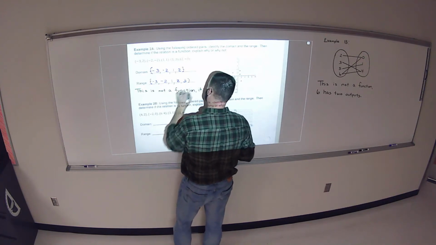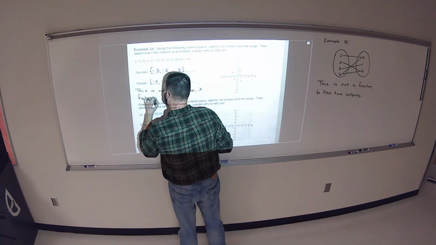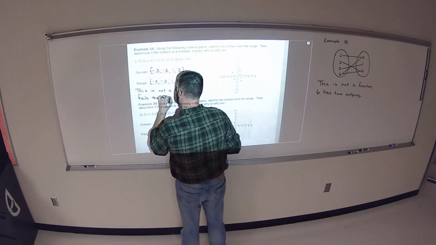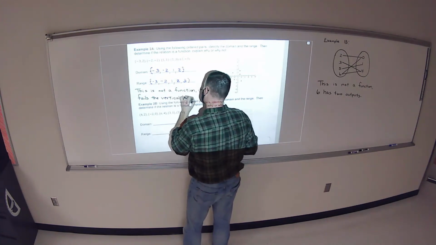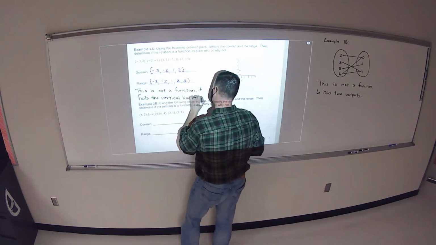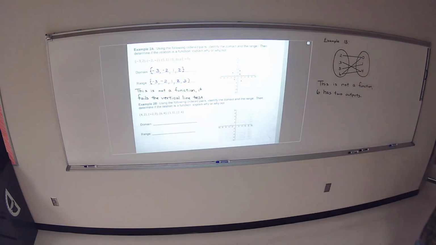It fails the vertical line test. You don't need to even tell me where it fails it. You just need to be able to explain to me that it fails it. Now, where does it fail it at? Just so we know. At 1.